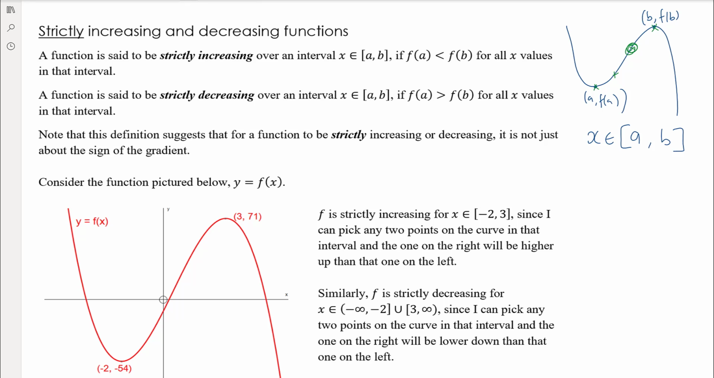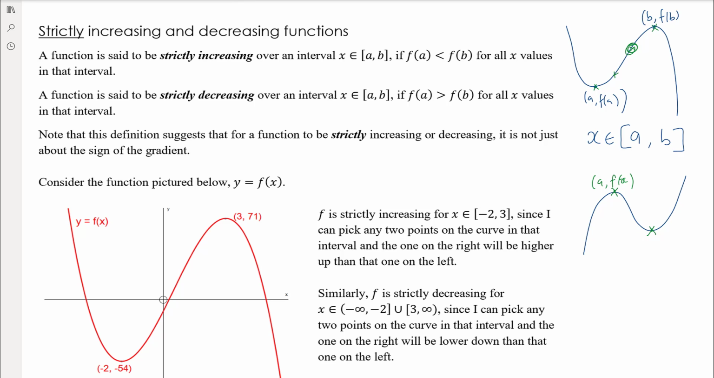So strictly decreasing, let's say we've got this cubic here, let's say this is the point A, f of A, this is the point B, f of B. If I pick any 2 values between x equals A and x equals B, including x equals A and B, F of A will always be bigger than f of B. Okay, the point on the left will always be higher up than the point on the right, and therefore the function is going down over that interval. It is strictly decreasing over that interval.